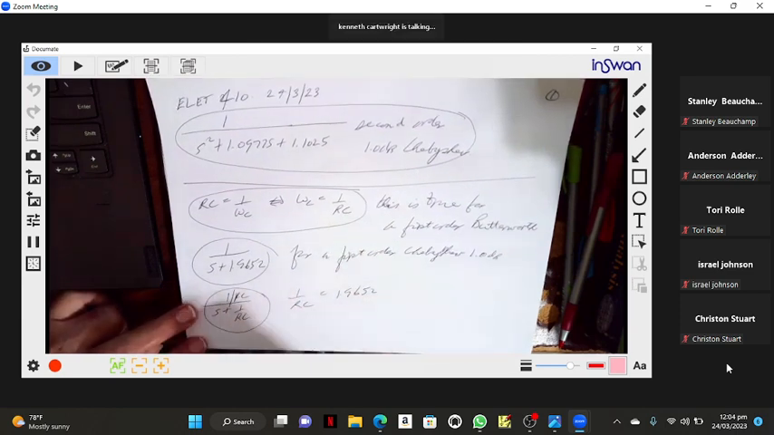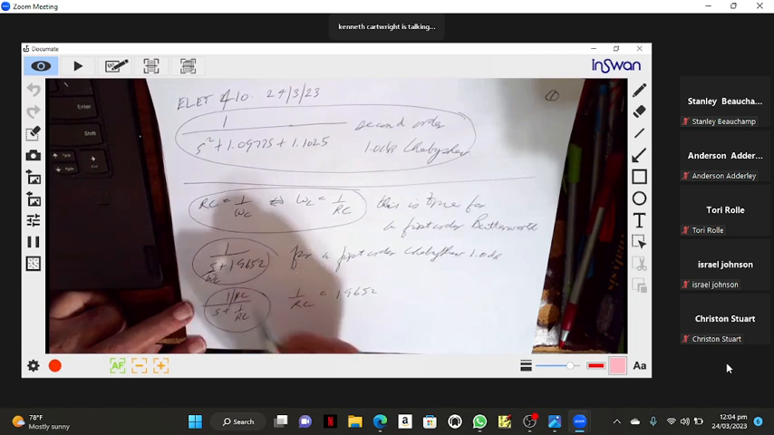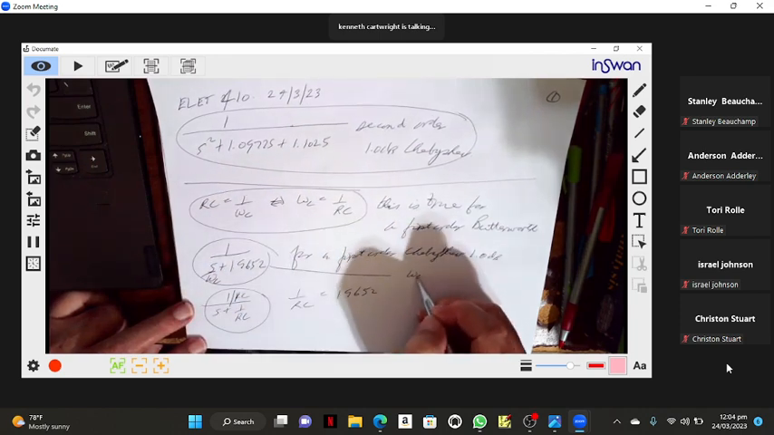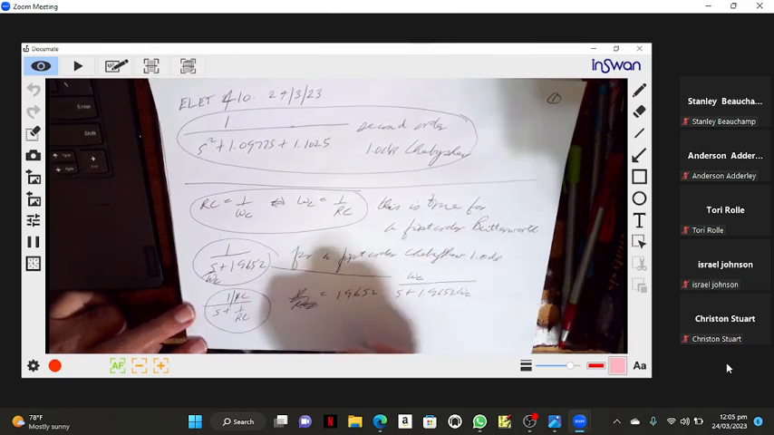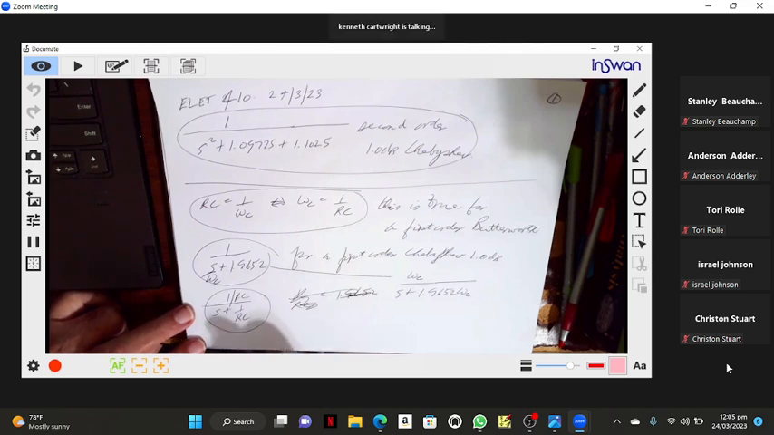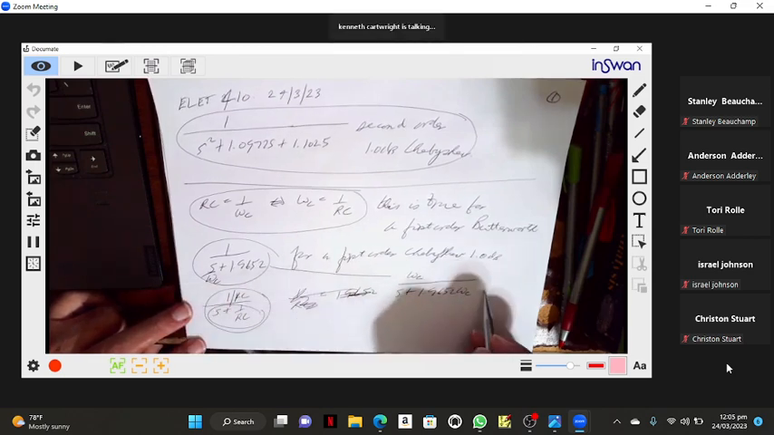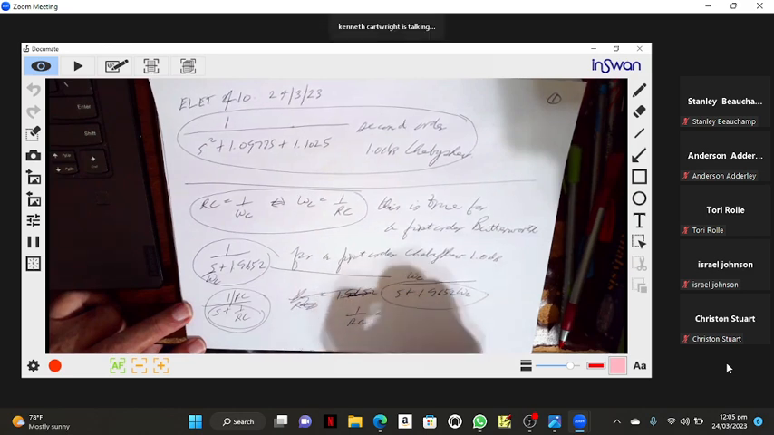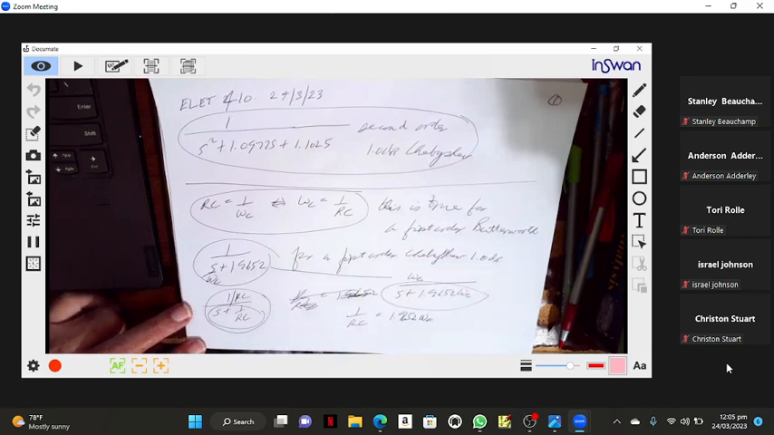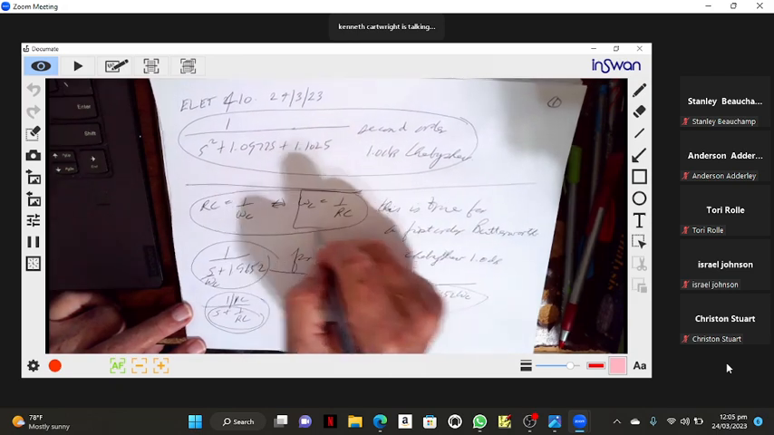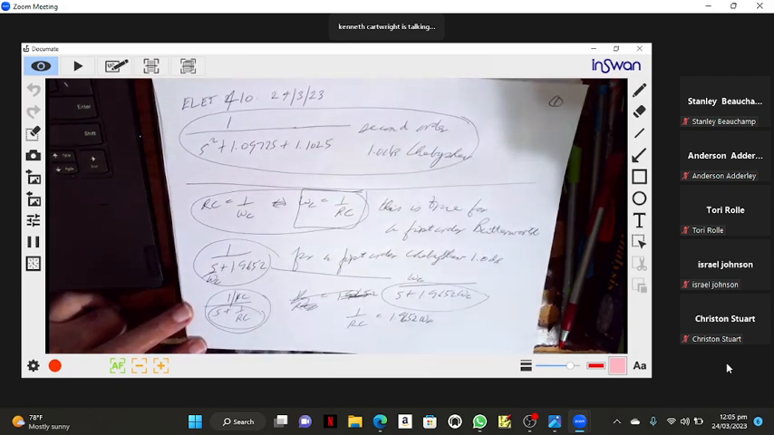Or if you want to add omega C in here, S over omega C, so the top one becomes omega C over S plus 1.9652 omega C. So comparing this to this, 1 over RC equals 1.9652 omega C. So this here, omega C equals 1 over RC, is not always true. Now, it happens to be true in this case.